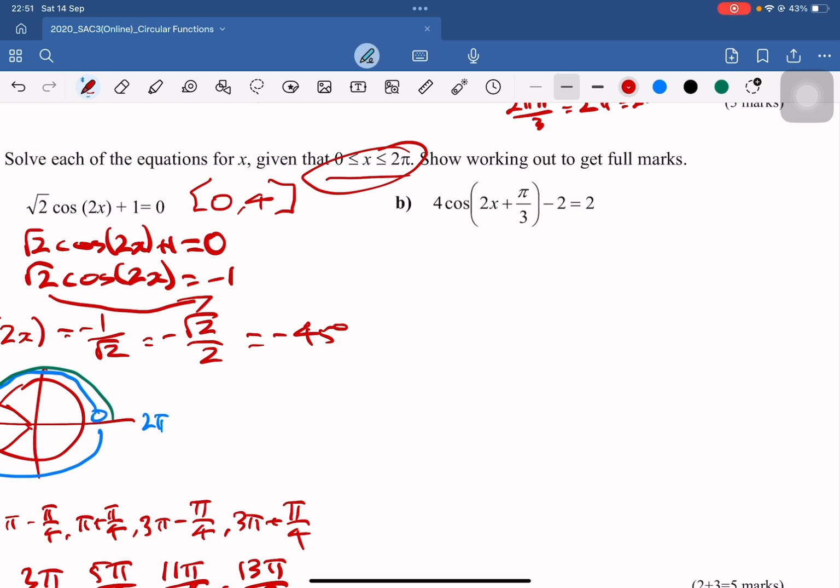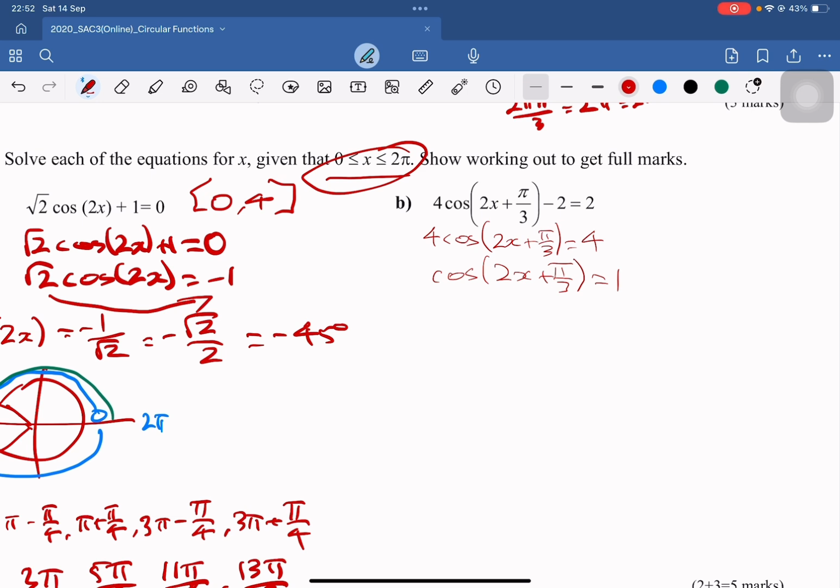Now for this equation, it looks a little bit harder. So for the same, we're going to change the side here for 4 cos 2x plus pi on 3 equals 4. And we're going to divide 4 by 4, which just equals 1. And now we've got cos and what's inside the brackets by itself. And there's no need to do more. So cos 2x plus pi on 3 equals 1.